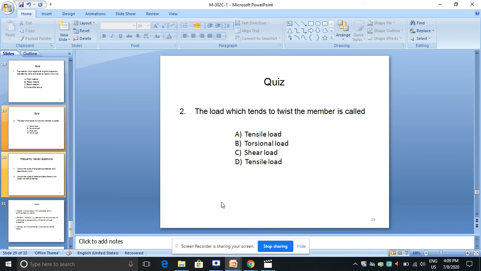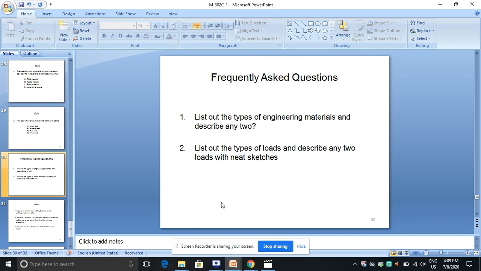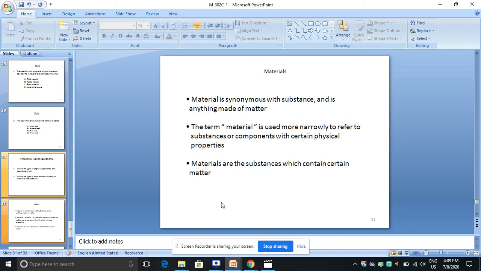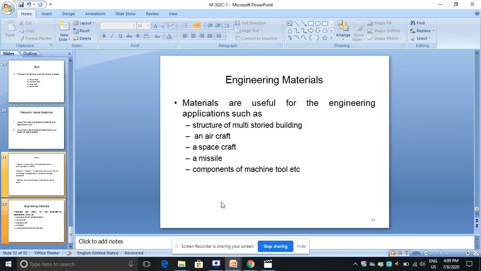The load which tends to twist the member is called torsional load. So here are some important questions. List out the engineering materials and describe any two. And another question: list out the types of loads and describe any two with a sketch. So that's it.